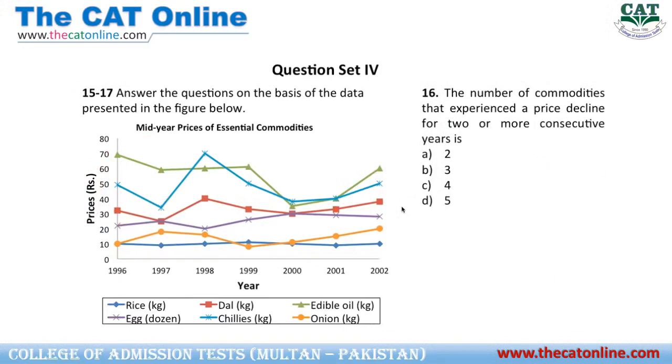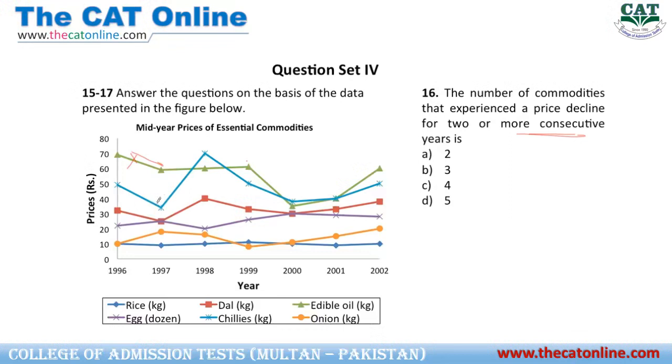Let's look at the second question in the set. The number of commodities that experienced a price decline for 2 or more consecutive years is. So we need a price decline for 2 or more consecutive years. Let's look at this first graph here. It shows a decline here, but then it picks up. Then again it shows a decline here, but then again it picks up. So the green one is not counted.